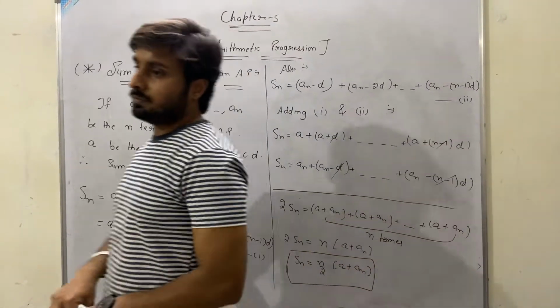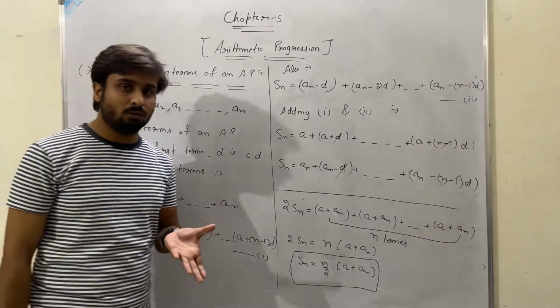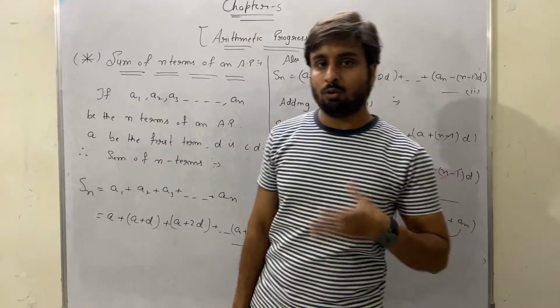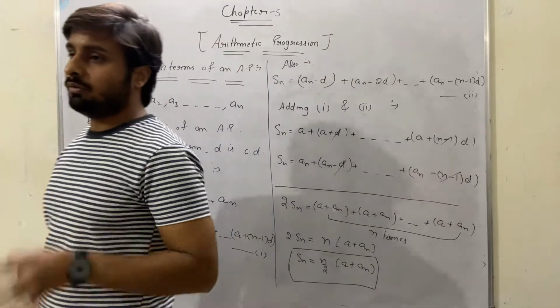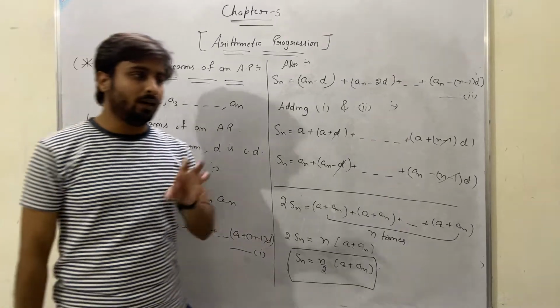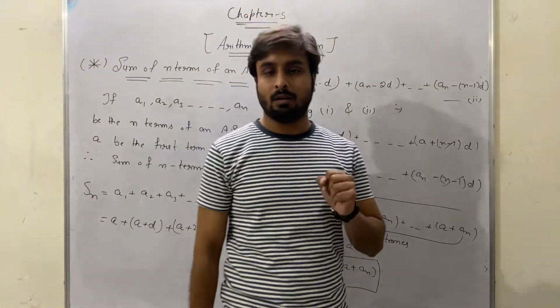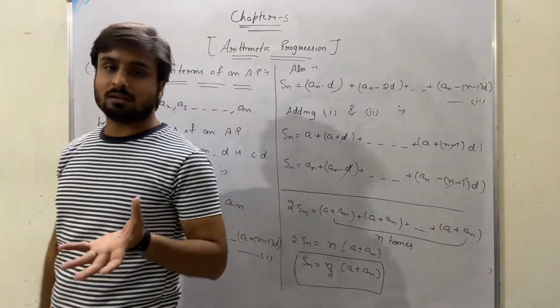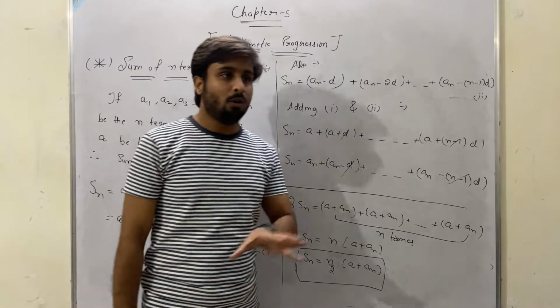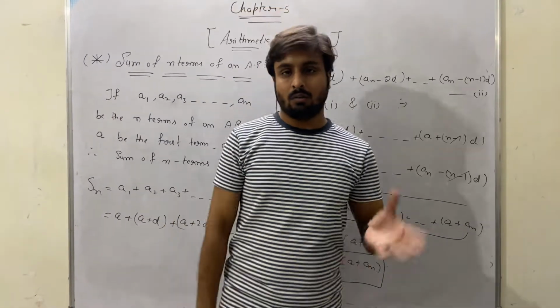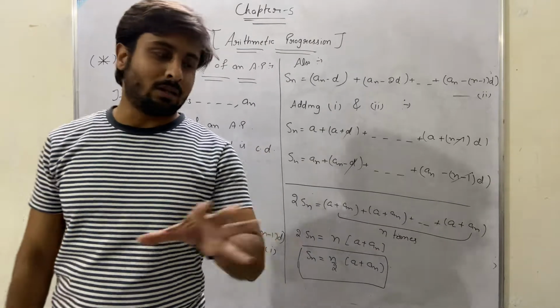So we had done 5.2, and the concept was to find the nth term of an AP. Now in 5.3, you have to find the sum of n terms of an AP. There are various examples in real life of finding the sum of an AP. We'll do the sums and you'll get to know how the examples are.